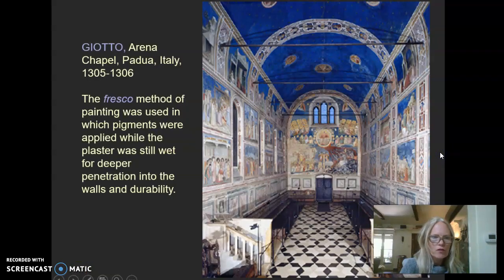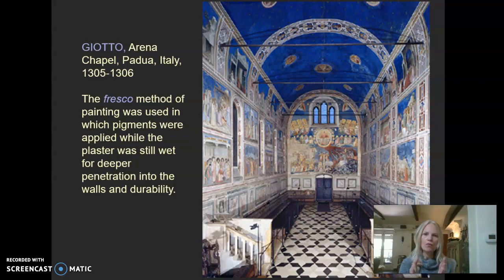Okay, so what we're doing now is we're moving into a view of the inside of the Arena Chapel in Padua here. And we're looking at the years. Finally, we're in the new century, the 14th century, 1305 to 1306. And it's here that Giotto employs the technique that the ancients knew about. This is something that the Romans used abundantly. And it's the fresco method. And that's the go-to method when you're painting on a wall. If you use tempera, it would end up peeling and flaking off over time.